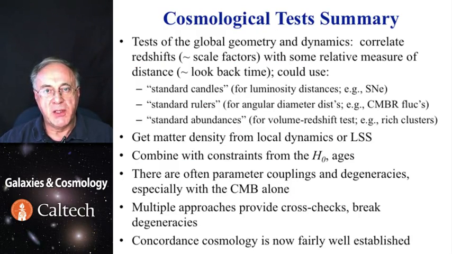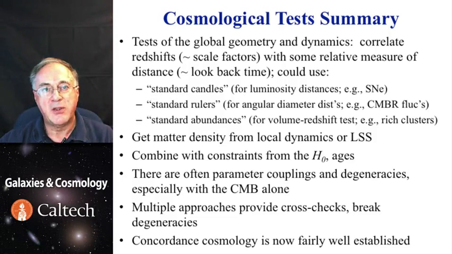So to recap the cosmological tests, they are always based on comparing some kind of measure of distance versus redshift. And in order to do this, we use test particles of different kinds. If we have objects of ostensibly equal luminosity, those are standard candles. If we have objects of ostensibly same size, those are standard rulers. And if we have a standard population that fills up the universe, say galaxy clusters, then we have a standard population.